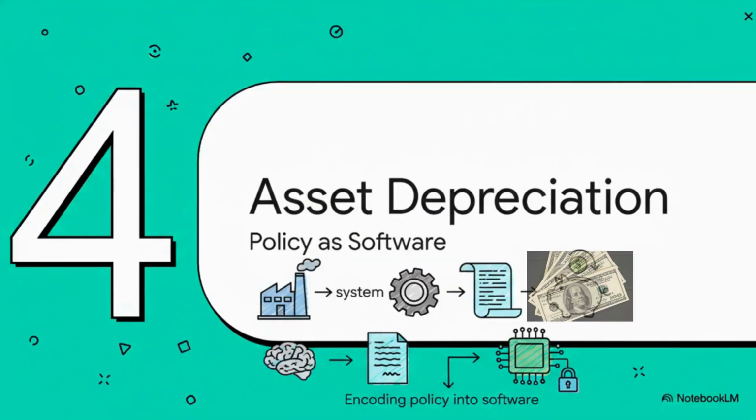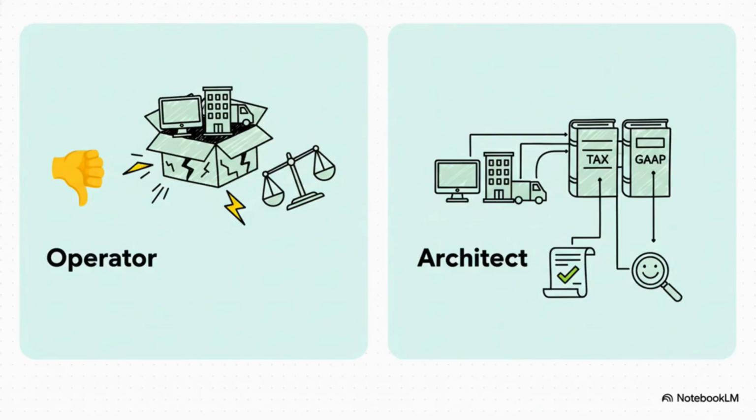Let's talk about fixed assets for a minute. The system's job is not to magically guess how to calculate depreciation. Its job is to flawlessly execute the specific accounting policies your company has laid out. You're basically encoding your company's rulebook directly into the software. And the operator approach here is just risky. It's one depreciation profile for everything, mixing tax and book values, ignoring critical timing rules.